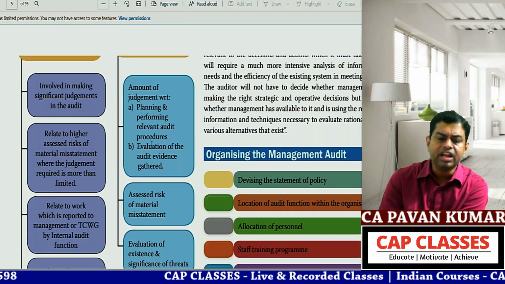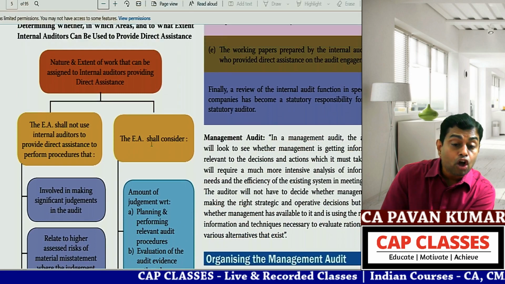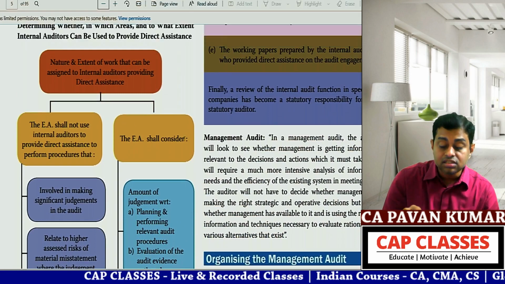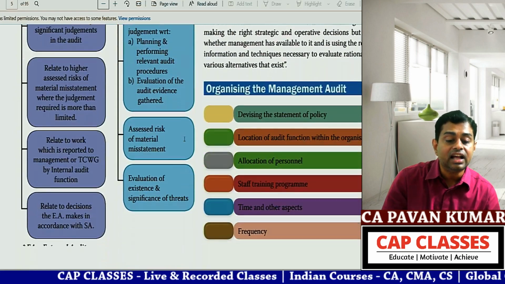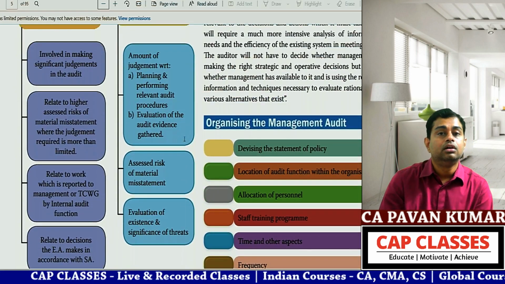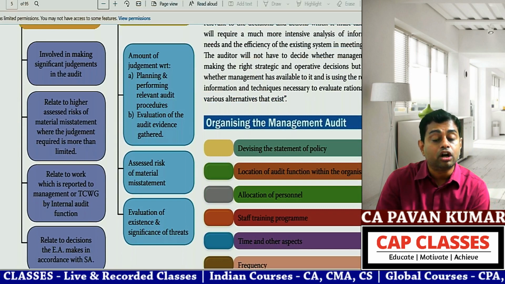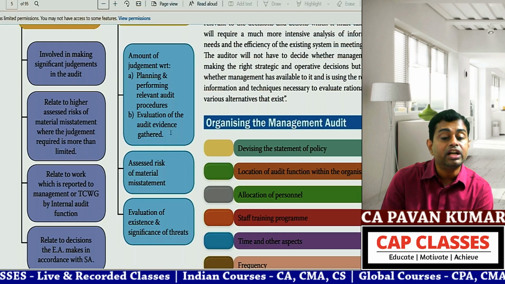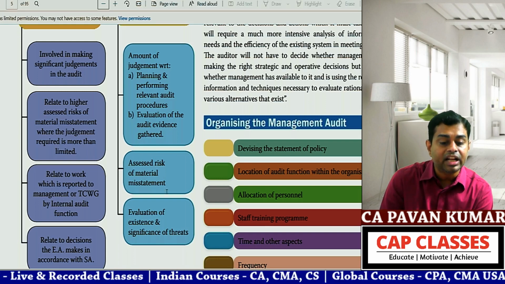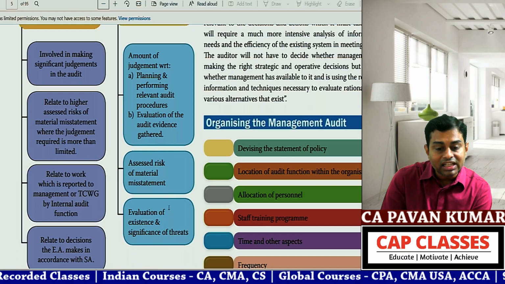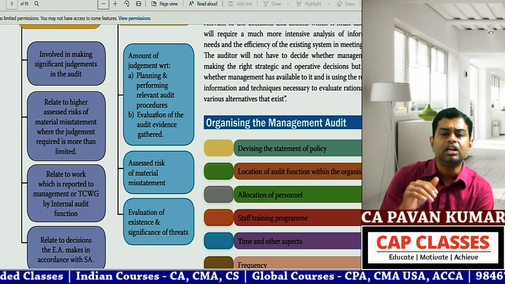Prohibited. Very important. Then, if at all you are using the internal auditor's direct assistance, you should consider these 3 points. What are they? The amount of judgment with respect to planning and performing relevant audit procedures, evaluation of audit evidence gathered, assessing the risk of material misstatement, and evaluation of the existence and significance of threats. These 3 things you need to look at. That means nothing but review.